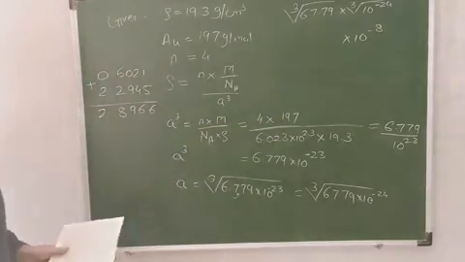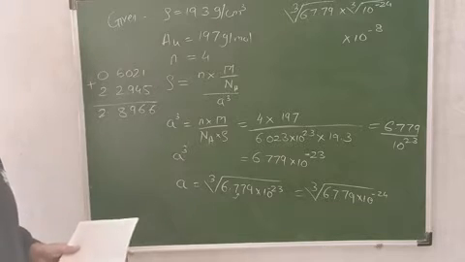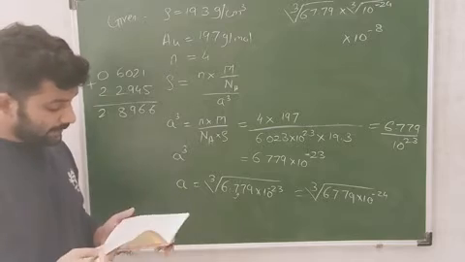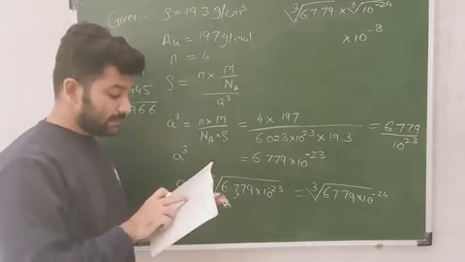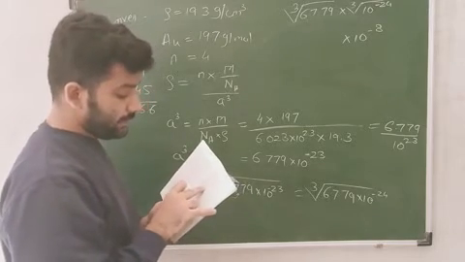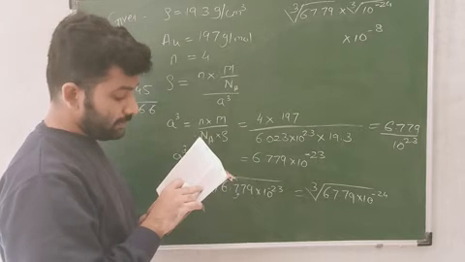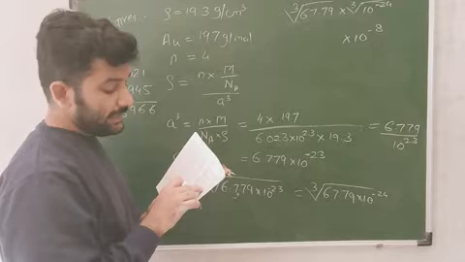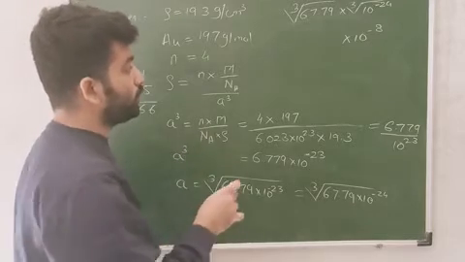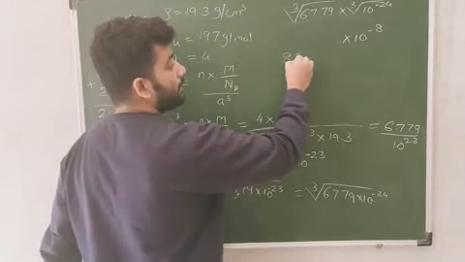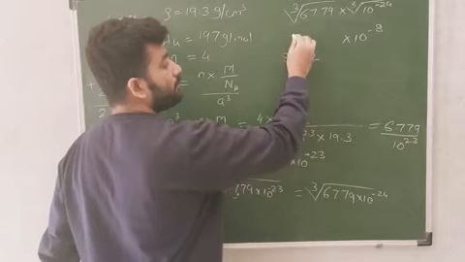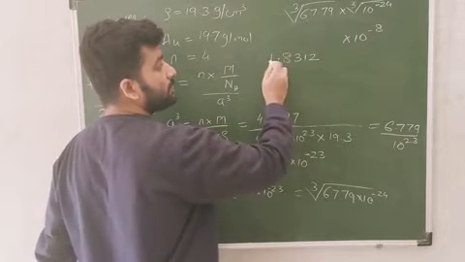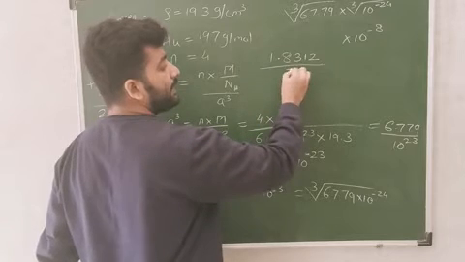So first we are going to see the log value of 67.79, which is 1.8312. It is the log value of 67.79. And here we are having two numbers, so 2 minus 1, 1 divided by 3.